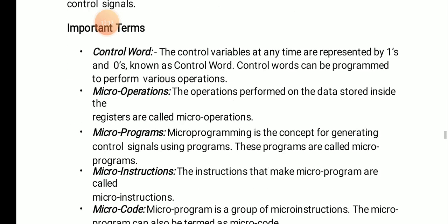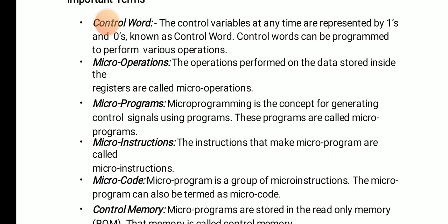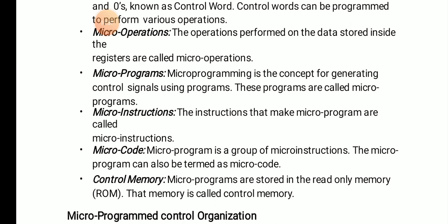Important terms you have to know in microprogramming. First one is the control word. The control variables at any time are represented by ones and zeros, known as a control word. Control words can be programmed to perform various operations. Micro operations: the operations performed on the data stored inside the registers are called micro operations. Microprograms: microprogramming is the concept of generating control signals using programs.